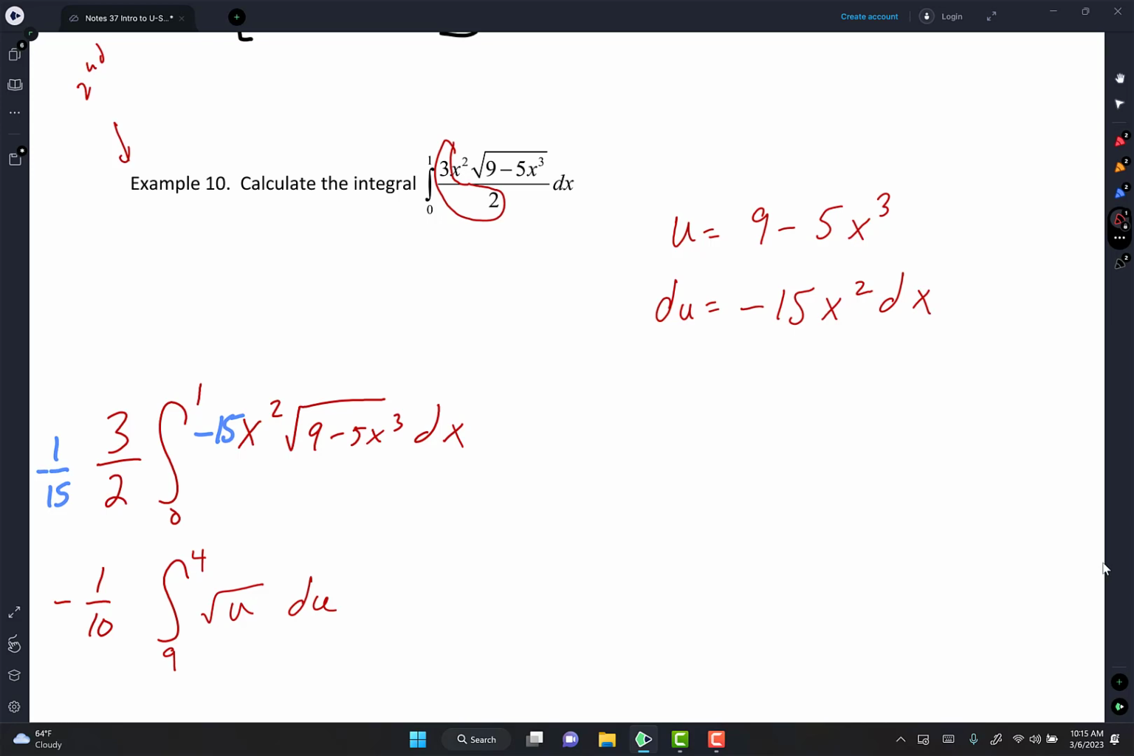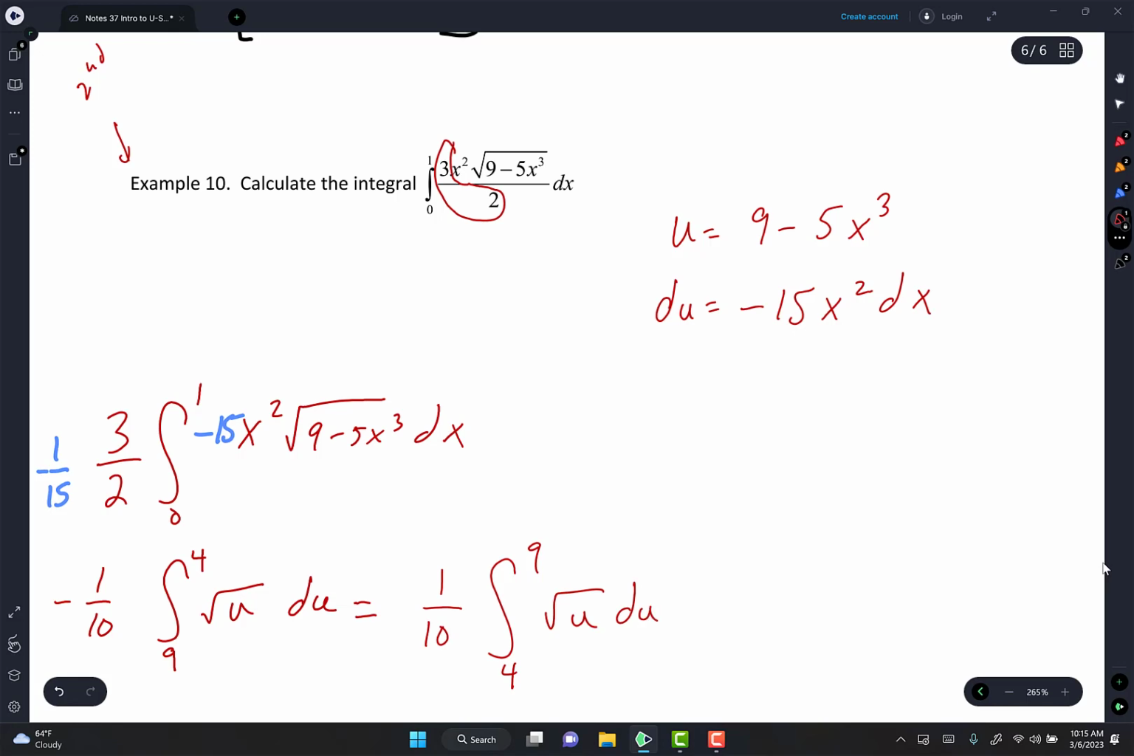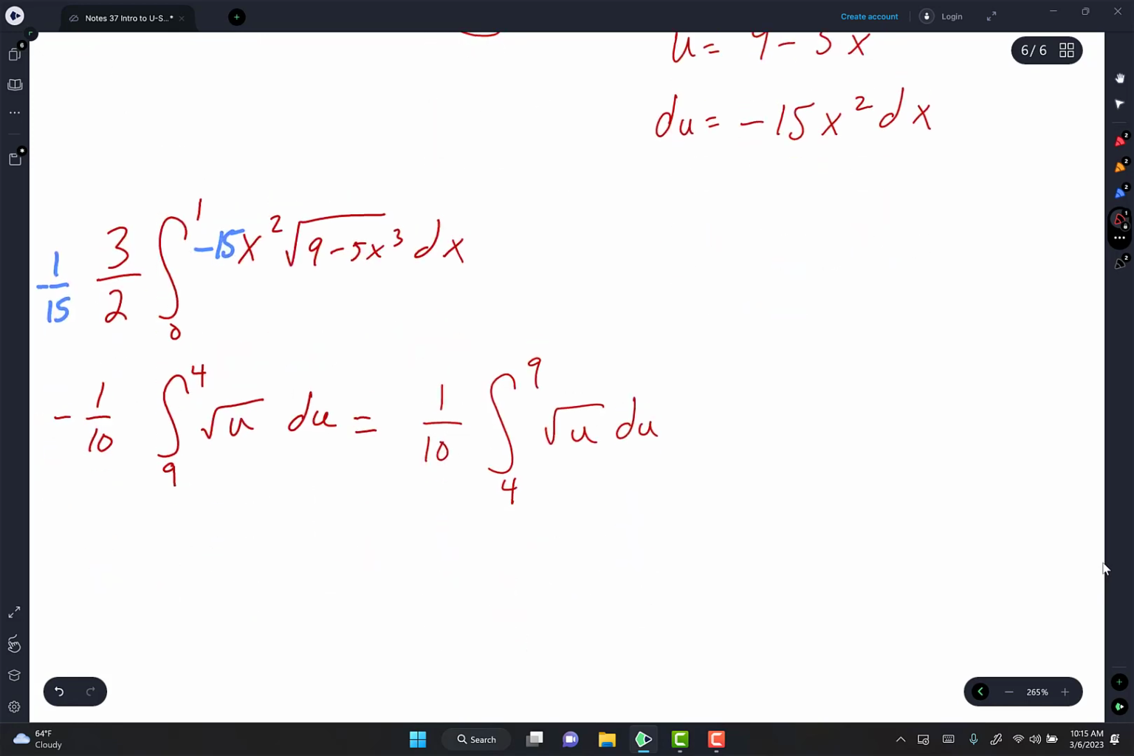If you want to. Okay, so here's what Abdul Karim is saying. Because she saw that the lower limit is 9 and the upper limit is 4. And she's like, why can't I just switch these limits and make that positive? You can. That's what you're saying, right? So I'm going to write 1/10 integral 4 to 9 of square root of u. You can. That's fine. That's perfectly fine. All right, here we go.